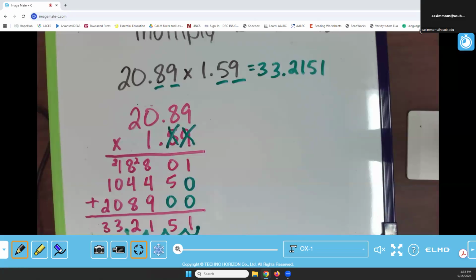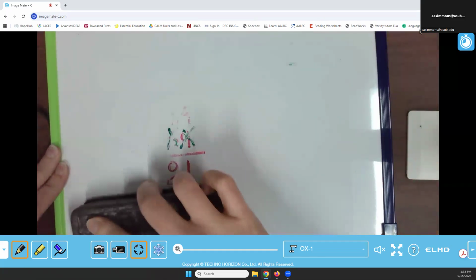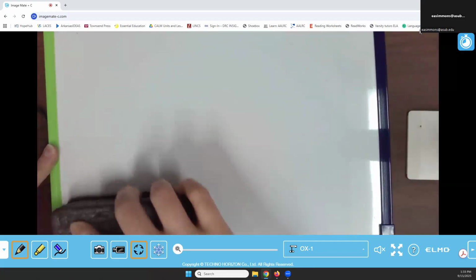All right, we've got 2 more examples. I want to do some dividing with decimals, and then we'll be done for today. For dividing decimals, it's not too different than just plain long division.